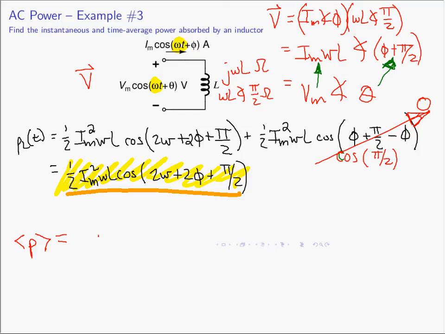It is simply 0. There is no real average useful power absorbed by an ideal inductor. So if you go back and look at the previous examples, the capacitor and the inductor have 0 real time average power, and then the resistor does absorb real or useful or time average power.